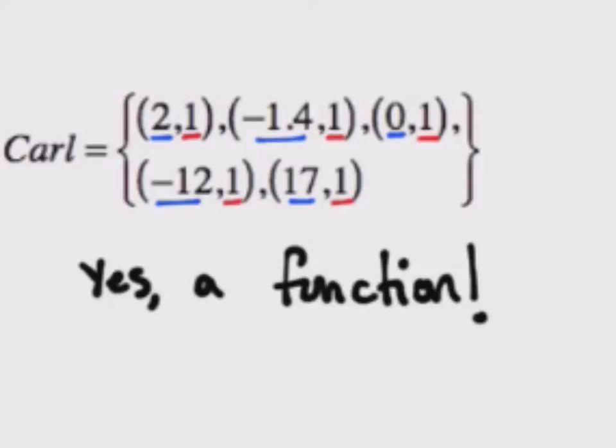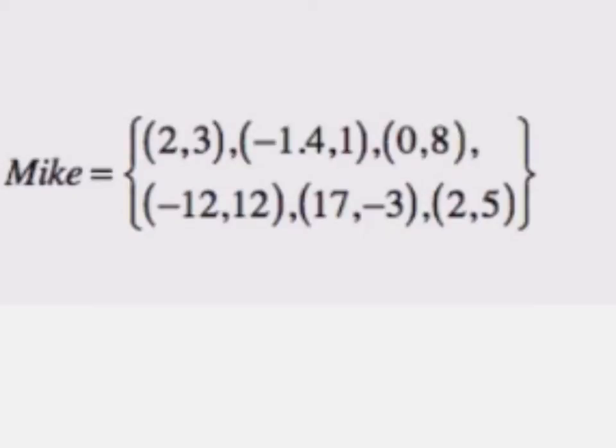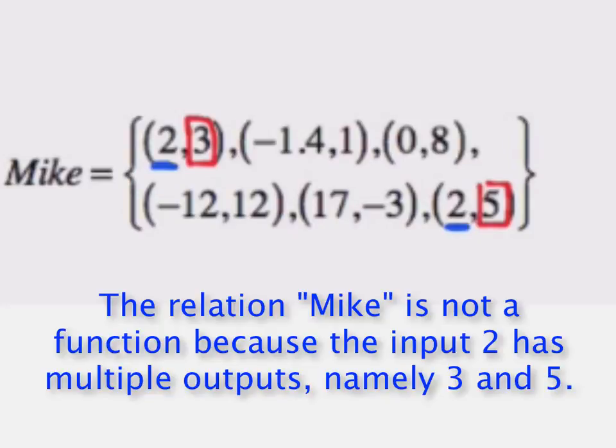All right, let's take a look at Mike. So let's look at our inputs and see if any of them are repeated. So I see 2, negative 1.4, 0, negative 12, 17, oh, and 2 again. So I see 2 as an input up here, and I see 2 as an input down here. And note that they have different outputs, 3 and 5. So immediately we say, this relation has a single input with multiple outputs. Mike does not represent a function.